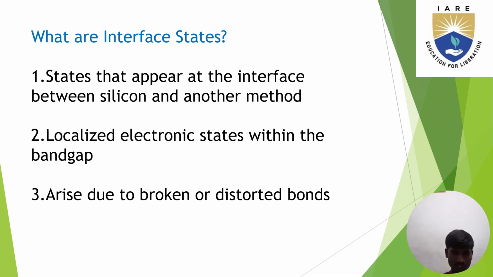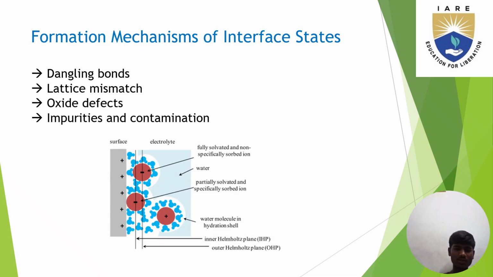In the introduction, we can see what interface states are. First, they are states that appear at the interface between silicon and another material. Localized electronic states within the band gap arise due to broken or disturbed bonds. Next, formation mechanisms of interface states: dangling bonds, lattice mismatch, oxide defects, impurities, and contamination.